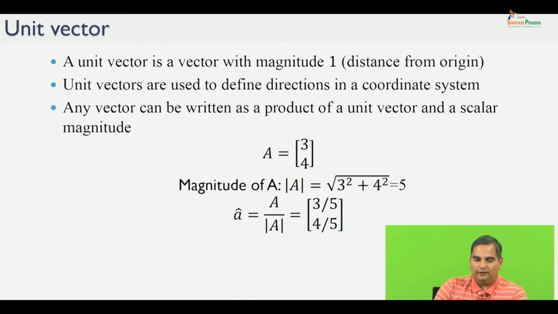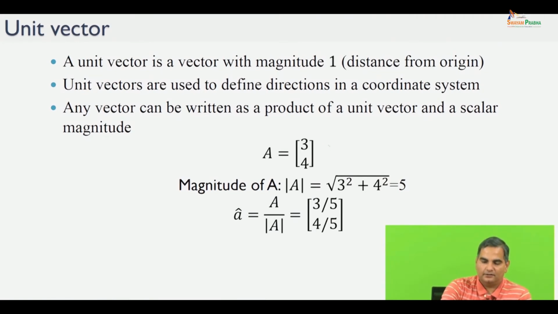Now, it is useful to define vectors with unit length, because once you write a vector in unit length, any other vector in that direction can be simply written as the unit vector times the magnitude of the vector that you are interested in. So, how do I define a unit vector?